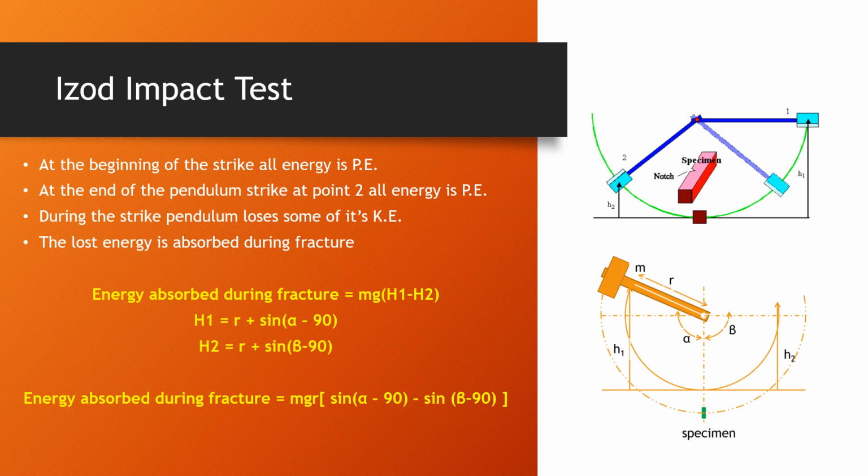You can see from the figure that at the initial time the hammer was in the H1 position. After striking the specimen, it goes to the H2 position. So there's a distance between H1 and H2. Since they're not equal, that means some energy has been lost in the fracture. That is the energy that has been absorbed by our specimen.